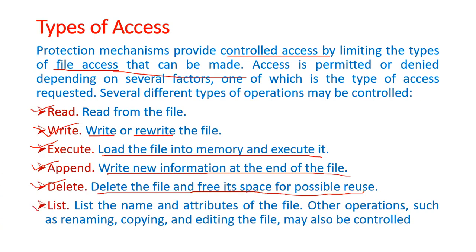The last access is list. It lists the name and attributes of the file, the file names and file attributes. Other operations such as rename are also possible: the user may rename the file, copy a file from one location to another, or edit the file. The user's operations are controlled based on the types of access assigned to them.